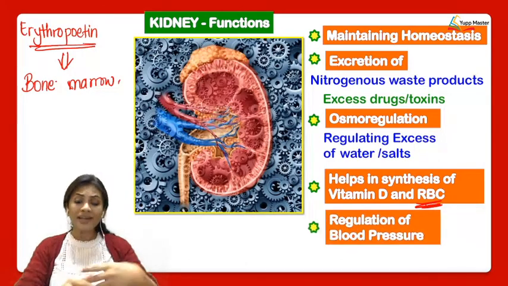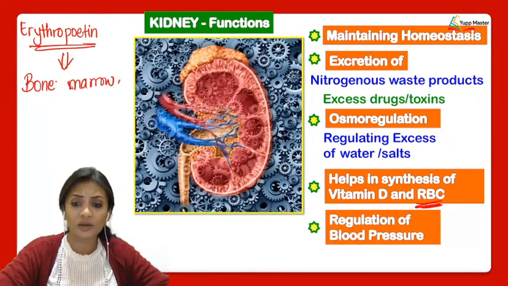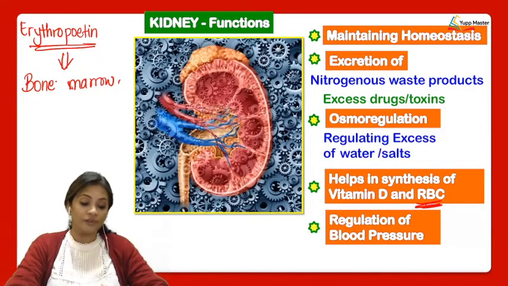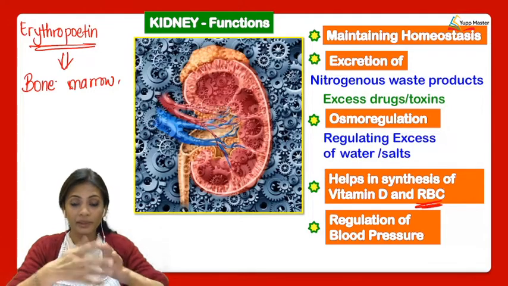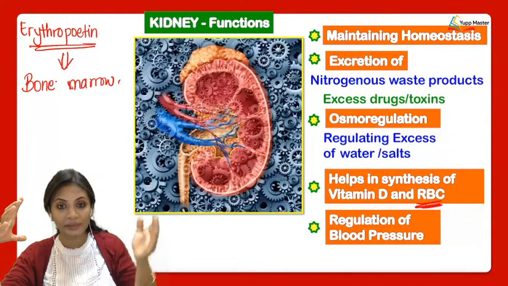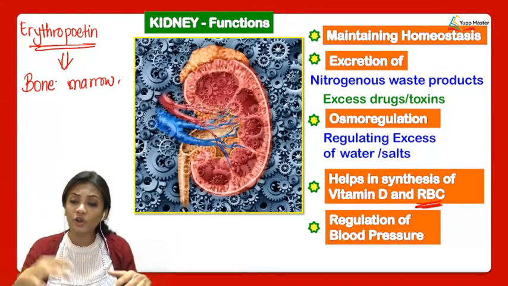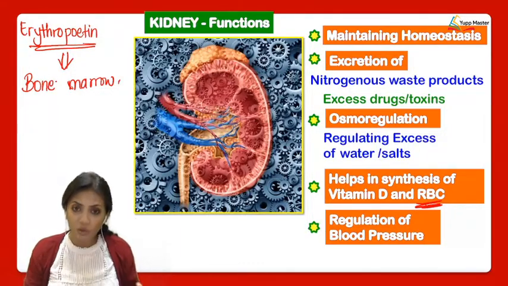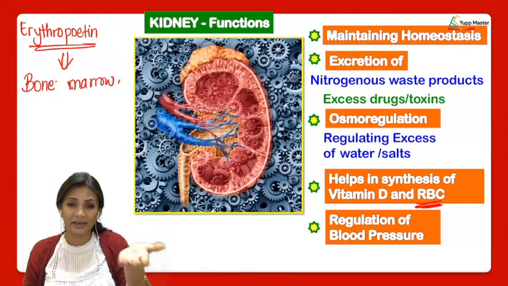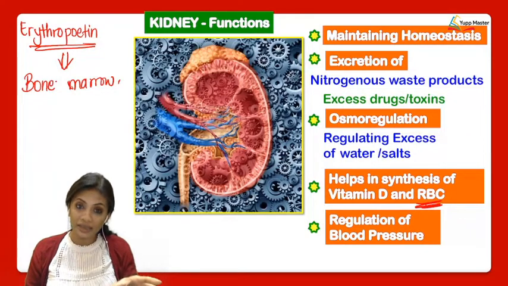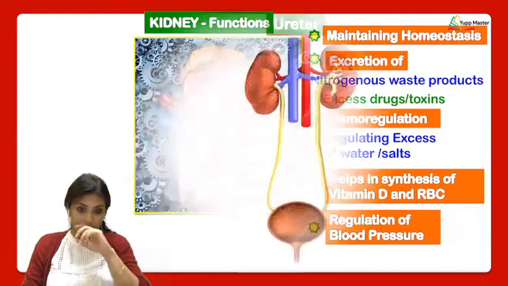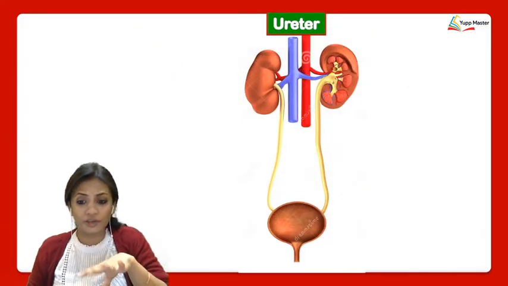Okay. Next, we're also going to see that kidneys are helping in regulation of blood pressure. Ahead in the chapter, we will learn how kidneys help if your BP goes high, in bringing it to normal. If for a certain reason your BP goes low, then also the kidneys are going to be helping in bringing that back to normal. So kidney does help in regulation, keeping the blood pressure normal. Okay. So these were all the functions of kidneys.